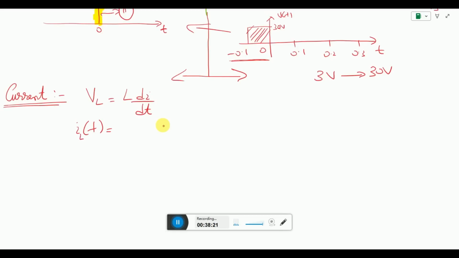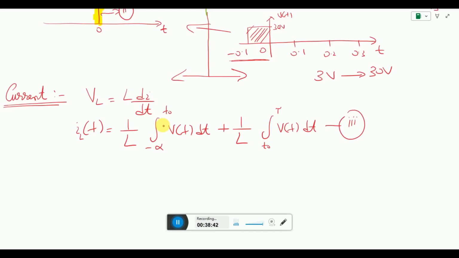So the current which is passing through the inductor is basically represented by 1 by L integral from minus infinity to t naught of V of t dt plus 1 by L integral from t naught to t of V of t dt. Now this equation number 3 is another equation where we can find how much current is flowing through the inductor. We know that the voltage is present due to the change in current. If you are interested in finding how much the current is getting changed when it is passing through the inductor, this is the important equation that we are going to use.